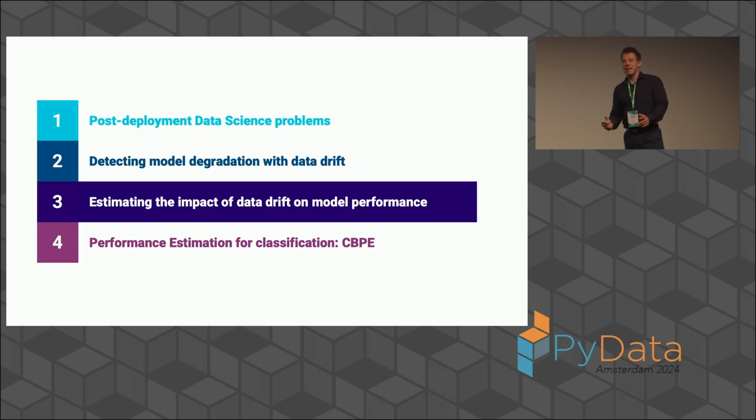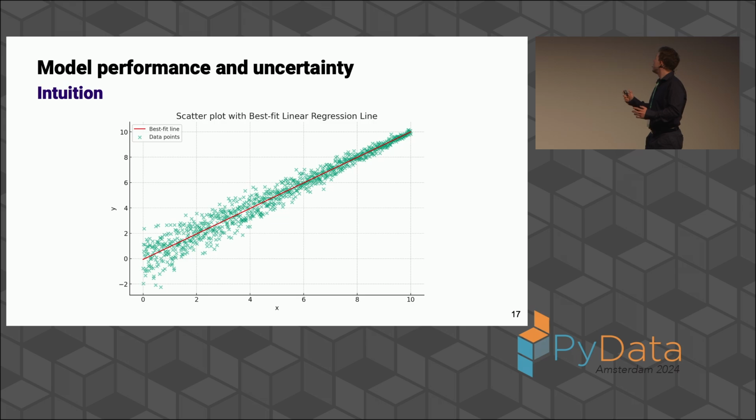What can we do then to actually estimate model performance? You already saw a bit that there are methods that actually work. Let's talk about how we can actually estimate model performance without access to the target data. And to do that, I'm going to start by building an intuition. And the intuition is as follows.